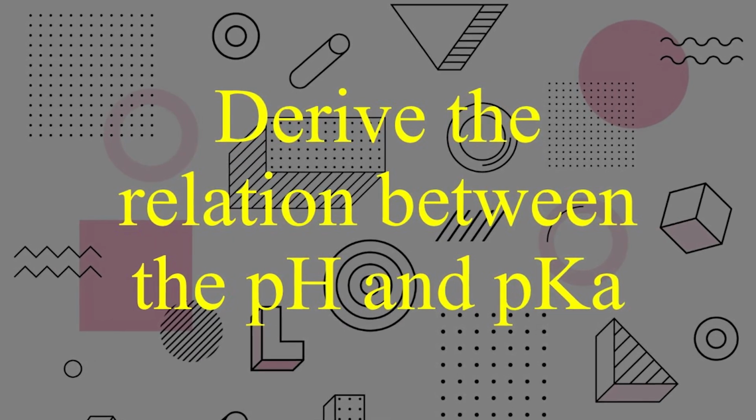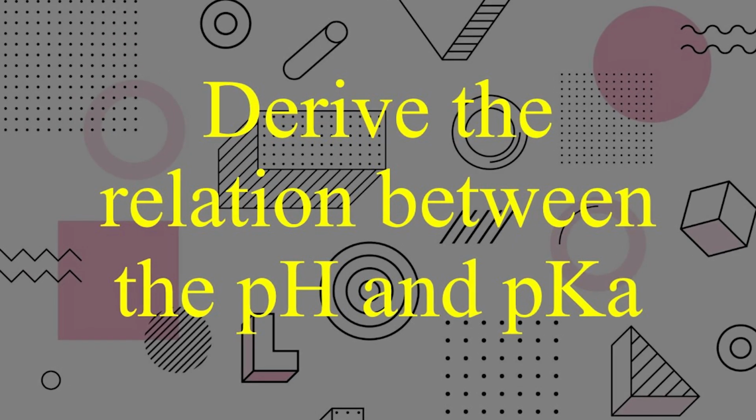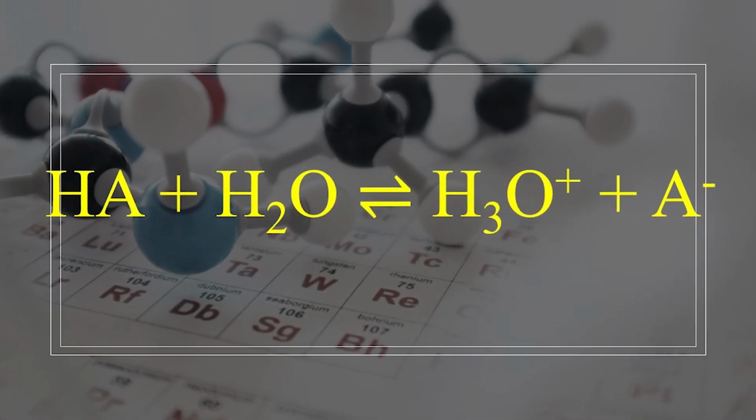Now, we shall derive the relationship between pH and pKa. What is pH? pH is potential of hydrogen, and pKa, Ka is the dissociation constant of a weak acid. So we are going to derive the relationship between pH and pKa. For this, you have to write the dissociation equation of a weak acid. A weak acid can be represented as HA. So the dissociation equation is HA + H2O ⇌ H3O+ + A-.